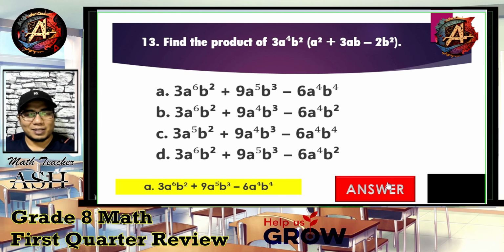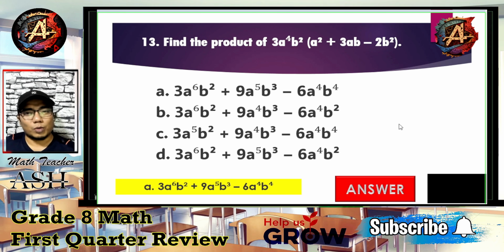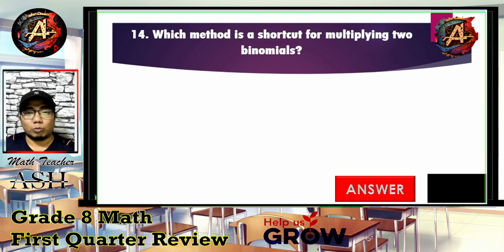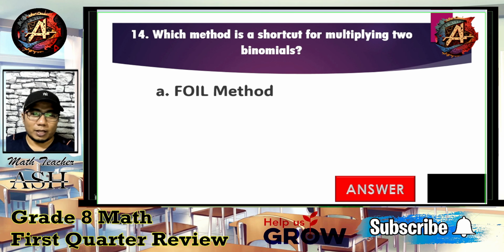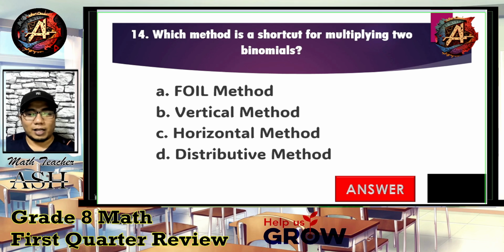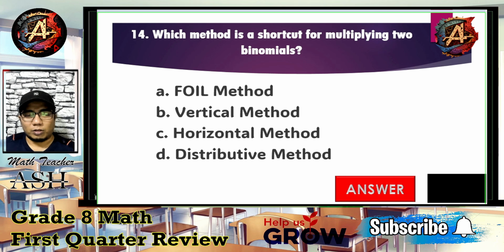All right, my dear math learners. Now let us go to question number 14. Which method is a shortcut for multiplying two binomials? Is it A, the FOIL method, B, the vertical method, C, the horizontal method, or letter D, the distributive method? I'll give you 5 seconds to think about your answer.